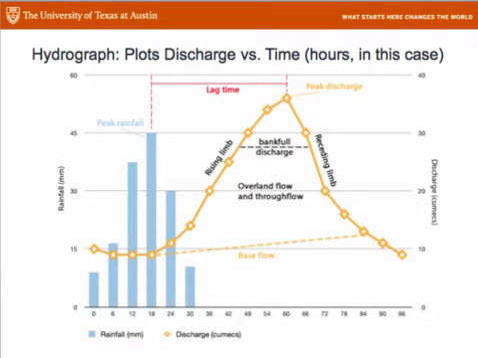Notice that there is an area here marked bank full discharge. That's the depth where the river overflows its bank. So this particular flood overflowed its bank from about 42 hours to 72 hours. So about 30 hours it was overflowing its bank. By the way, the discharge is measured in cumecs, a very strange measurement. It means cubic meters per second.